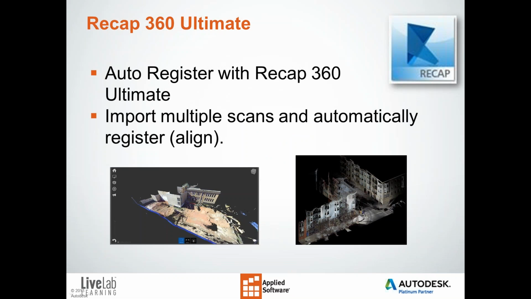And I think I mentioned this with Recap 360 Ultimate. This is a full-featured tier of the Recap product line. We can capture and integrate reality data directly into our design process. And the registration says if I take 10 scans of a particular building and bring them into Recap 360 Ultimate, it will align the scans for me. And once aligned, I can then export that out as a single Recap file format that I can then bring into AutoCAD, Revit, or Navisworks.